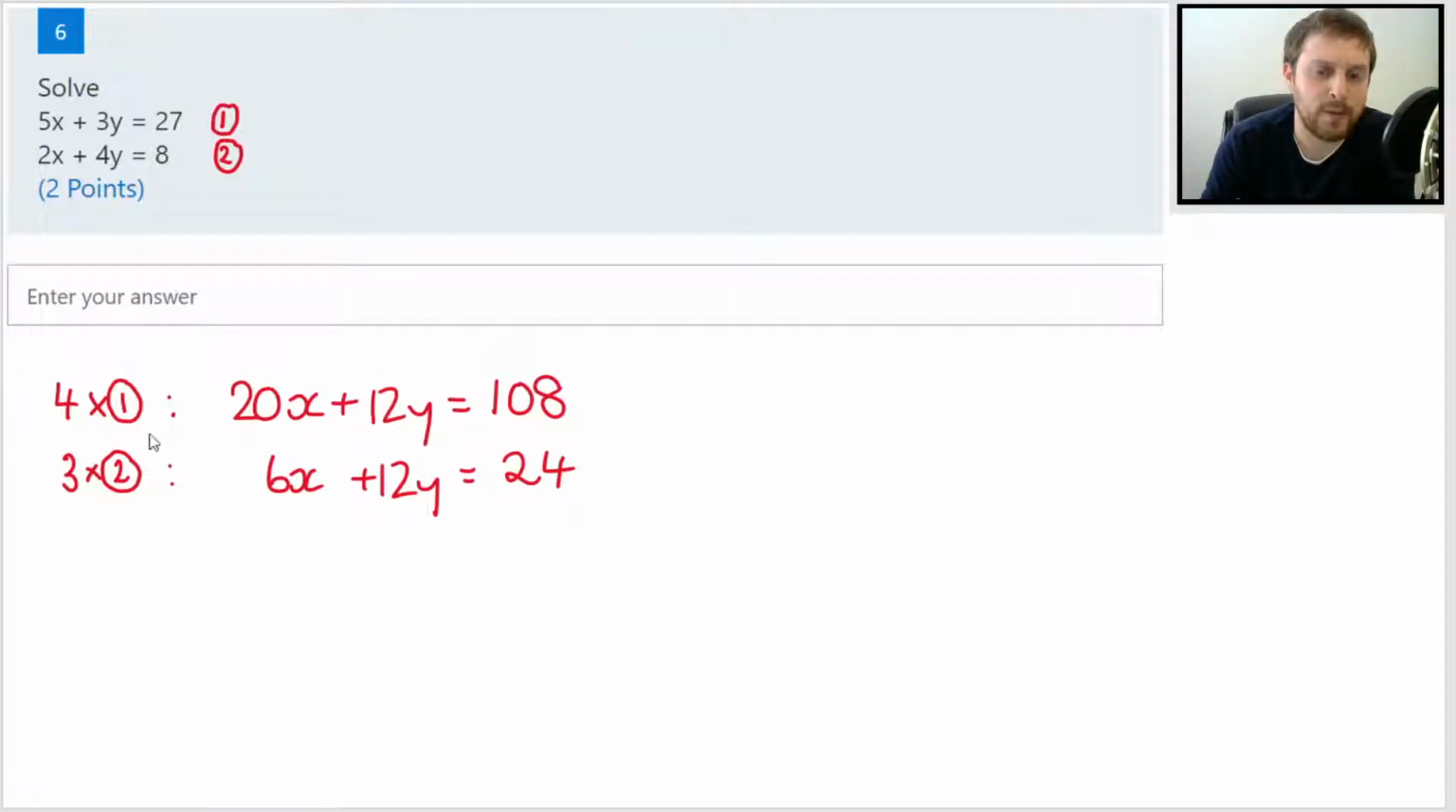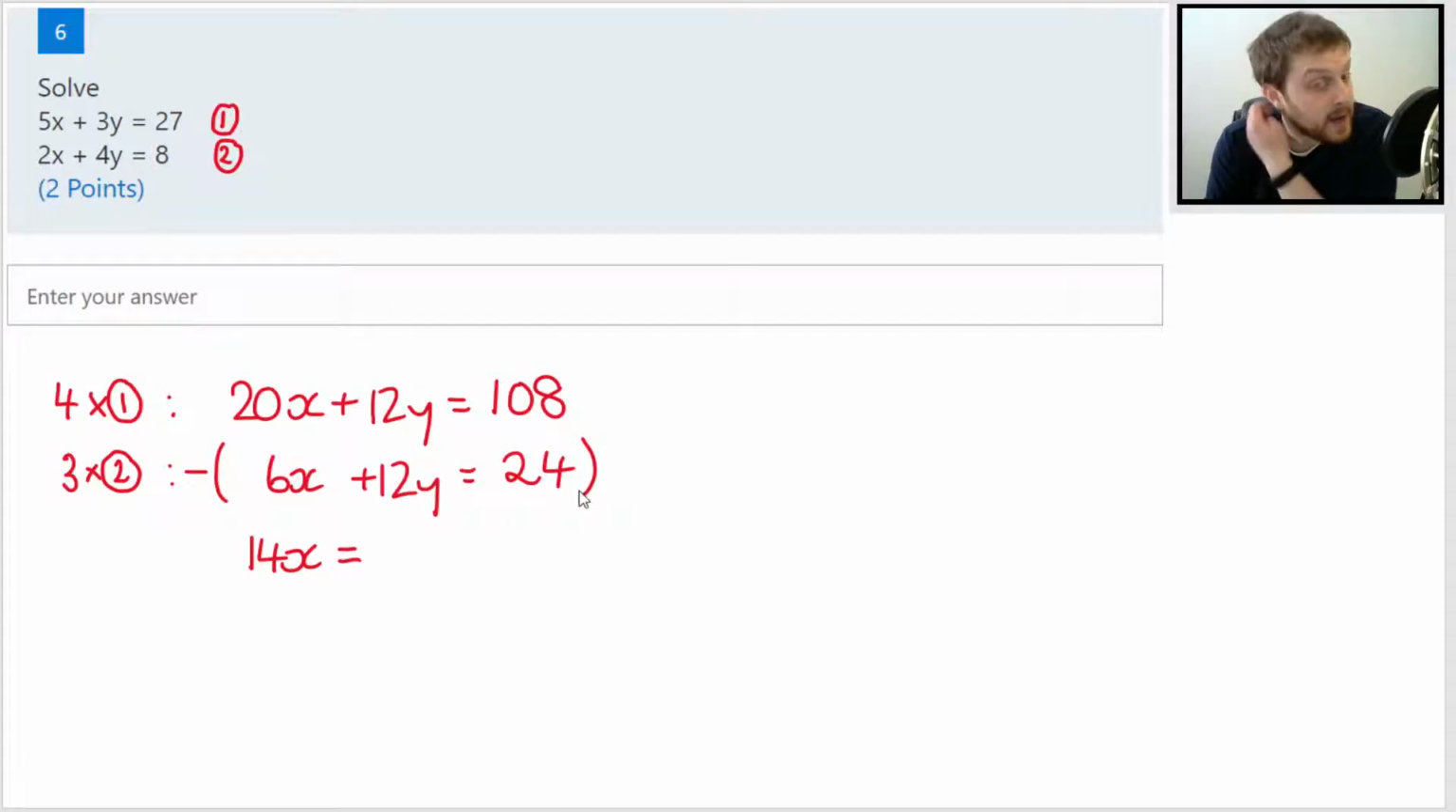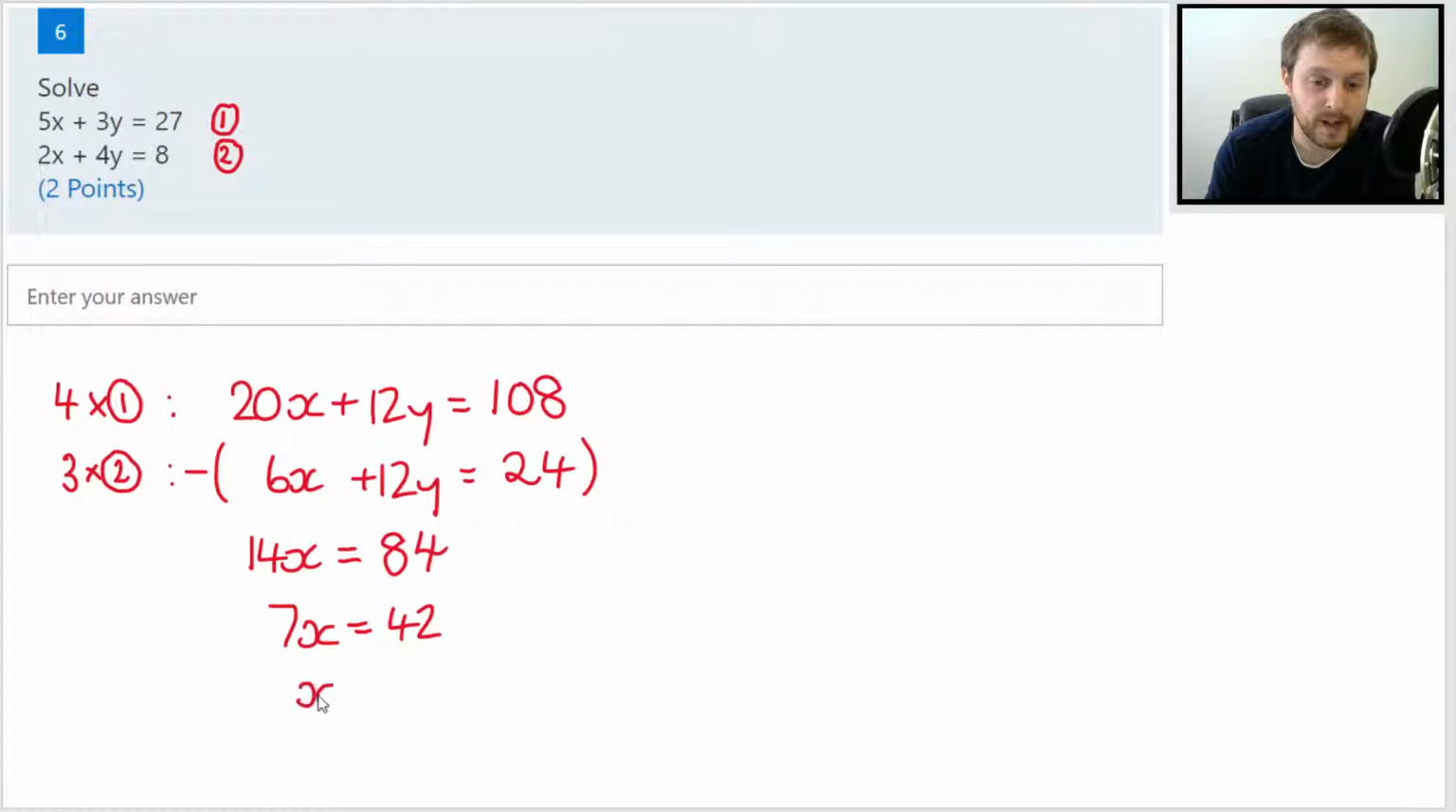And this was the idea, right? We chose numbers such that we'd end up with the same thing in front of the y's, because I want to eliminate y. So when I subtract, I'm left with 14x equals, so this is 108, take away 4 is 104, take away 20 is 84. Divide this equation by 2, so 7x is 42, and divide by 7 I get x is 6. So eliminating y gives me that x is 6.